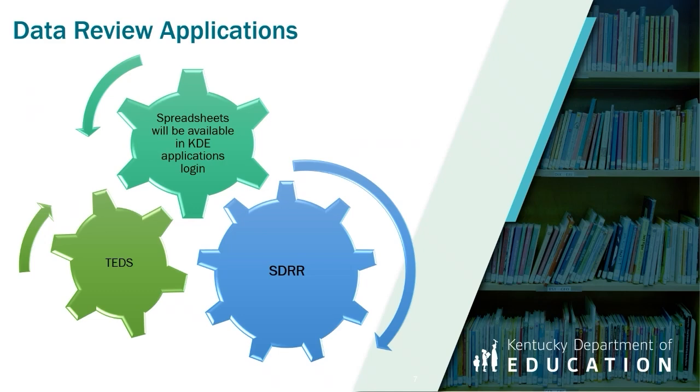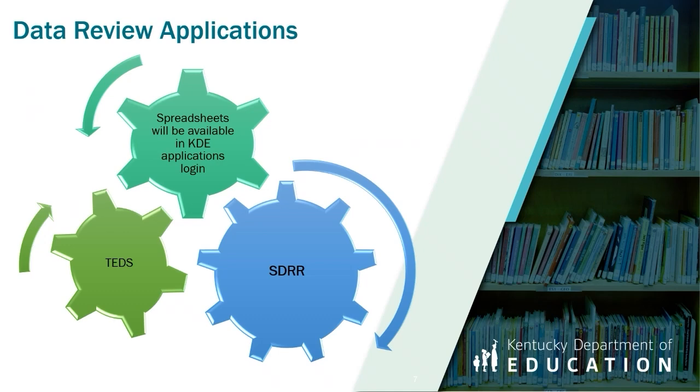And then you will have spreadsheets as a DAC. You'll download those on the KDE Web Applications login, and that's the same one that you'll be able to get to. I'll show you what that's going to look like in our presentation. You'll be looking at and downloading those spreadsheets and seeing what changes you need to make to your students. And then the changes have to be made in SDRR, because you don't make them on the spreadsheets.